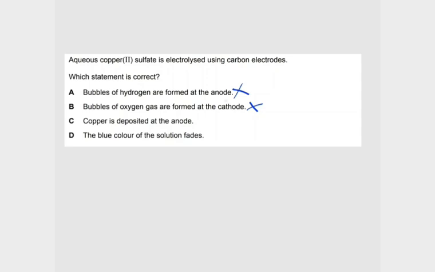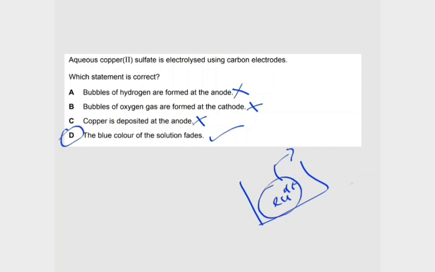Copper is deposited at the anode. Copper will not be deposited at the anode. Again, copper is positively charged. The blue color of the solution fades is the right answer because the copper-2 plus will go from the solution to the cathode and get deposited. So the concentration of copper-2 plus will reduce in the solution, and the blue color of the solution fades.